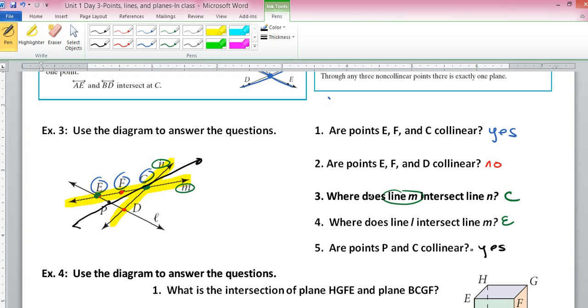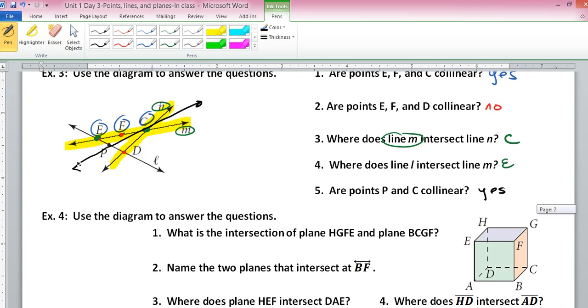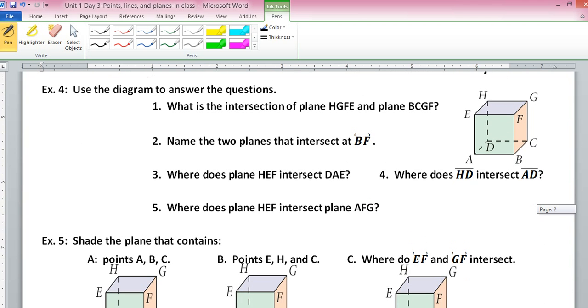1, any 2 points will always be collinear. If they ask you if 2 points are collinear, you don't even have to look at the diagram. You should know 2 points will always be collinear. Now, if you don't see a line but you can draw a line through them, that still could be yes. If you can't draw a line through them, if you were given 3 points, then they would not be collinear. So you have to know and understand that 2 points will always be collinear.